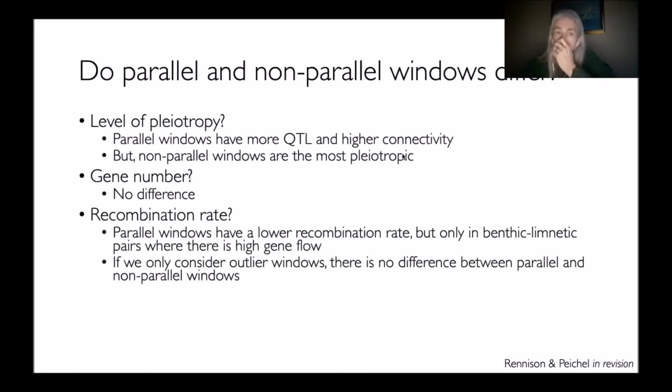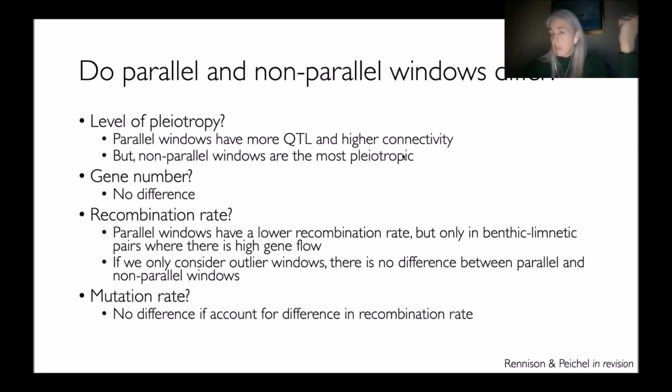Recombination rate: parallel windows in the benthic-limnetic pairs have a lower recombination rate, but in those systems there's very high gene flow. This is in contrast to the lake-stream systems, where gene flow is quite variable. If we just took the outlier windows, which are all regions of low recombination, then there's no difference in recombination rate between parallel and non-parallel windows. So we can't explain our results simply by recombination rate. And there's no difference in mutation rate between these windows.